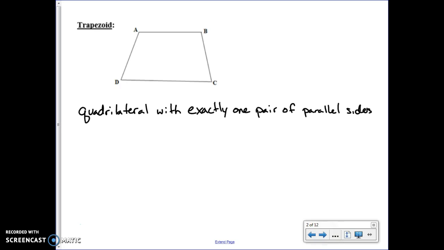So those parallel sides are called bases. So there's a base and there's a base. So a trapezoid has two bases. The other sides are called legs. And then these two angles are a pair of base angles, as are these two angles. They're a pair of base angles.